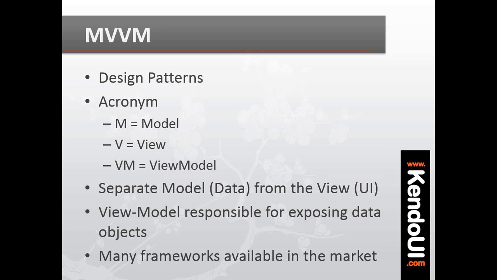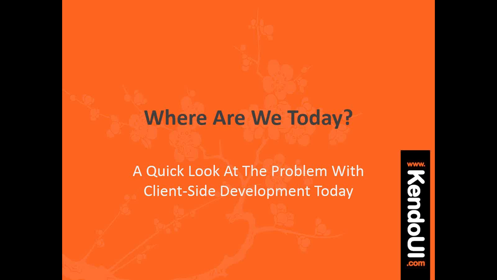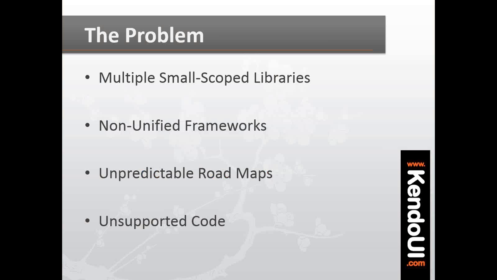And then, of course, there are many frameworks available in the market, and one of them is Kendo UI. So we're going to briefly look at what exactly Kendo UI is all about. The problem today we have is multiple small scope libraries, non-unified frameworks, unpredictable roadmaps, unsupported code. So what do I mean by multiple small scope libraries?